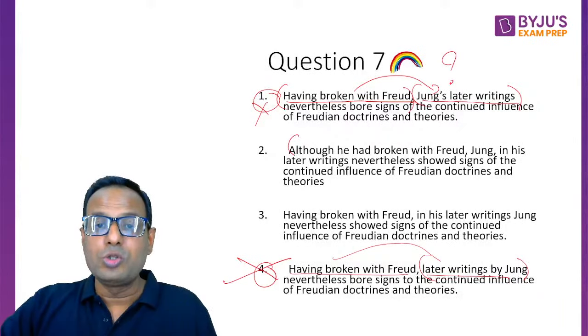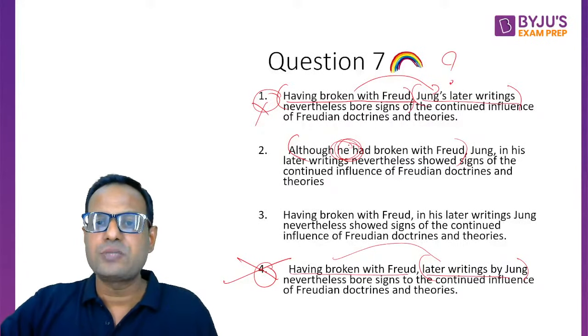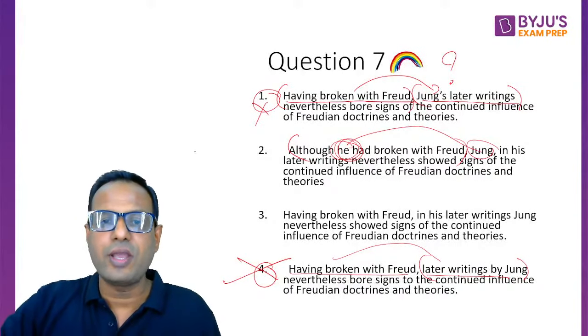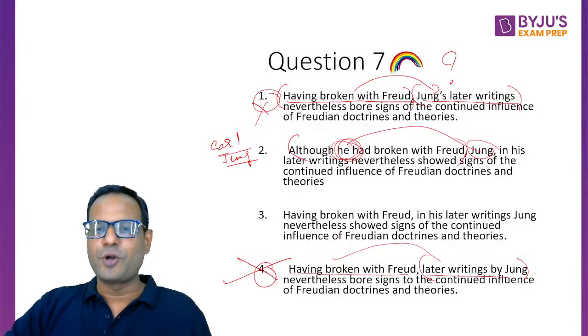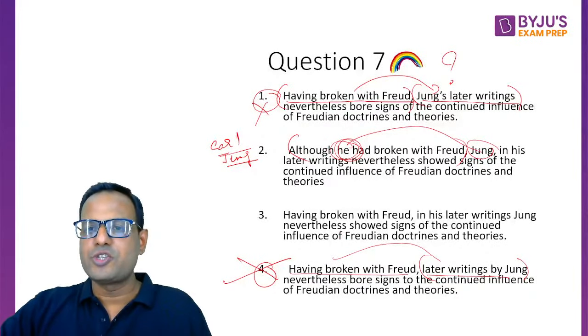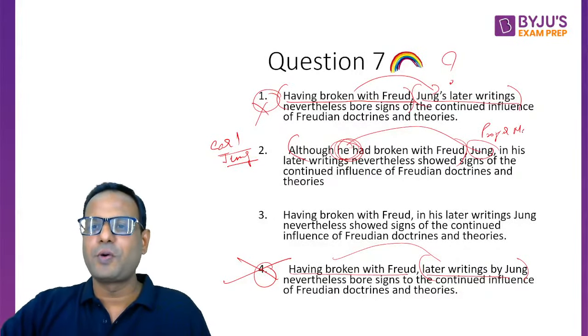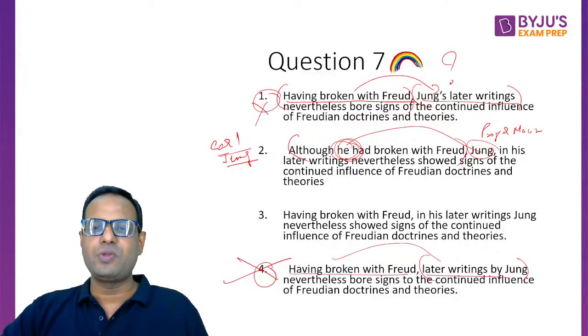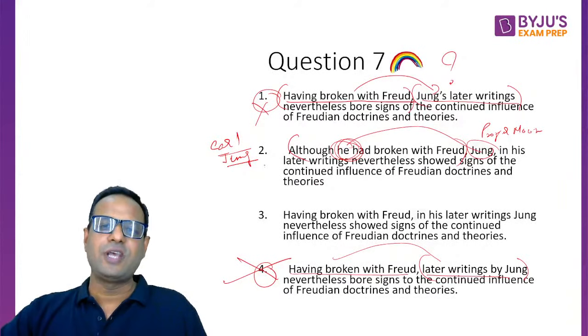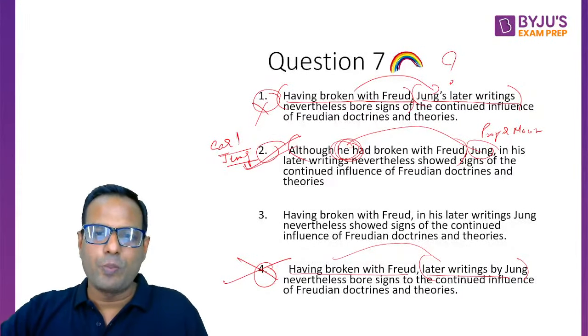Okay. Although he had broken with Freud, who has broken with Freud? Jung. Okay. We are talking about Carl Jung, again a contemporary of Sigmund Freud. Okay. Who breaks with Freud? Jung. See, J is capital. It's a proper noun. Okay. So, although he had broken with Freud, Jung in his later writings nevertheless showed signs of the continued influence of Freudian doctrines and theories. It should have been the second option.